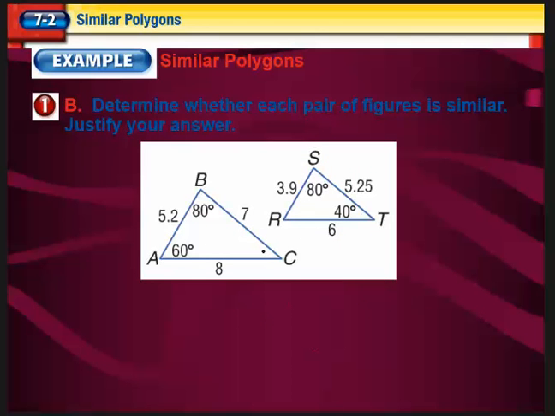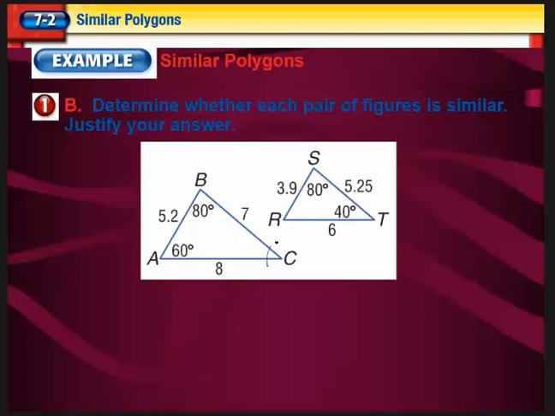Okay, let's look at these. Now here I have 80 and 60, here I have 80 and 40. So at first glance you might want to say, well no, because this is 60 and this is 40. But you're not comparing the corresponding parts. You have to be careful. Angle T corresponds with angle C. You need to know what angle C is before you can make that comparison.